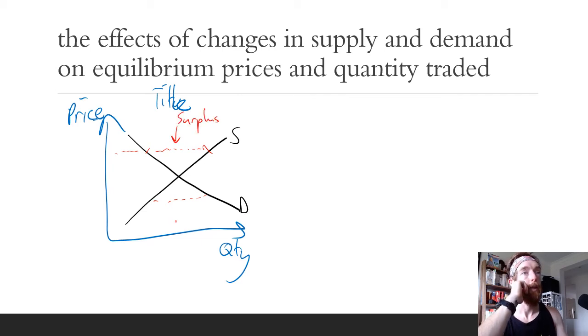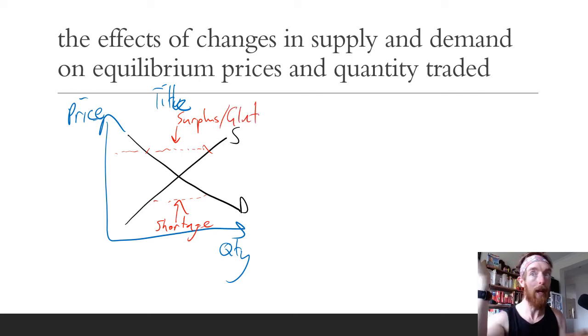When you're below, there's a lot more demand than there is supply, and we call that a shortage. There are other words for these, like surplus can also be called oversupply or glut, and shortage can also be called an undersupply, but that's up to you, whichever you prefer using. So that's one thing, knowing when shortages and surpluses occur. Surpluses occur when the price is above the equilibrium point, shortages occur when it is below it.